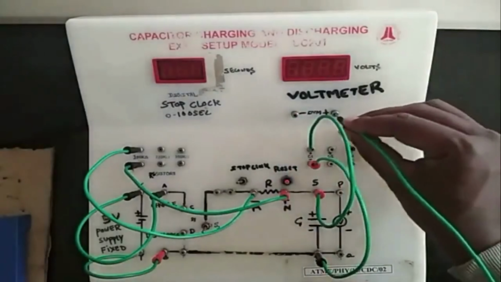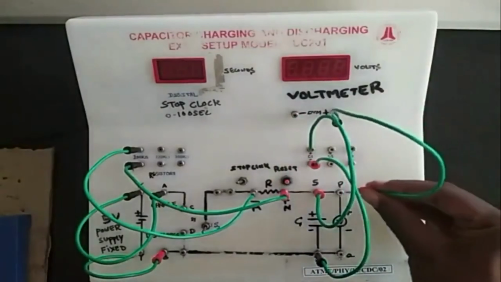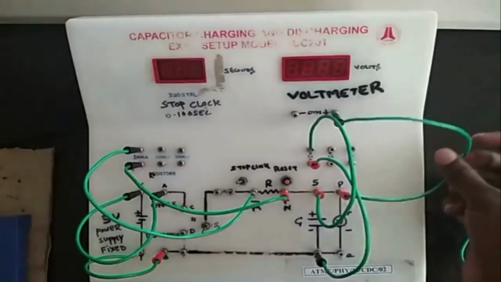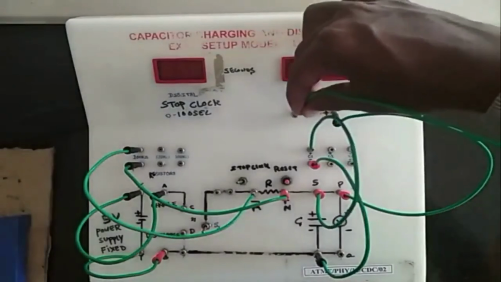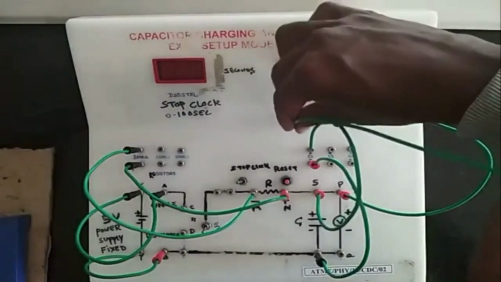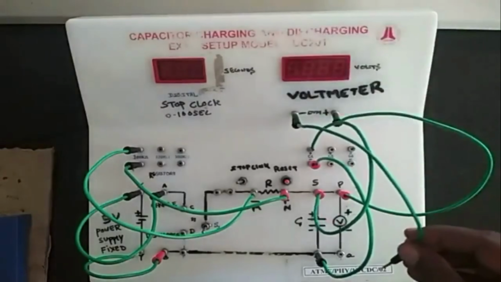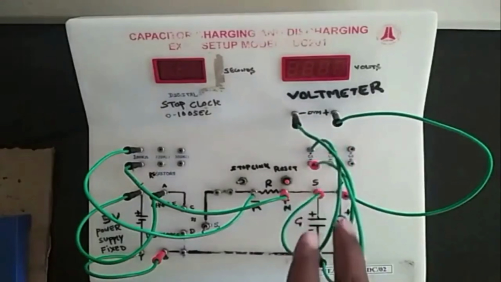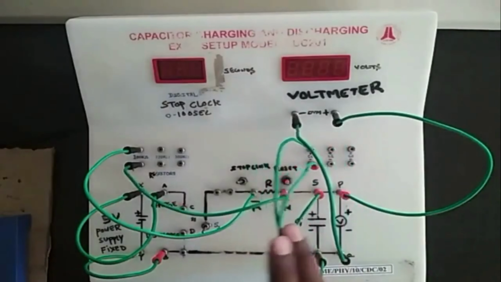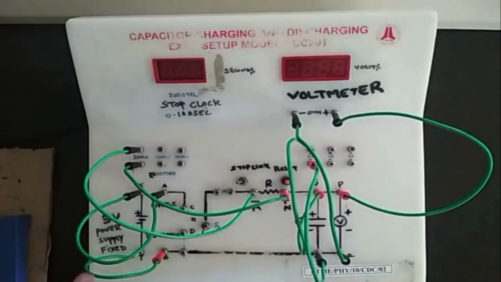Across the capacitor, we connect the voltmeter in order to measure the potential difference. The positive terminal of the voltmeter is connected to the positive and the negative terminal of the voltmeter is connected to the negative. Make sure the connections are made as shown in the circuit diagram.